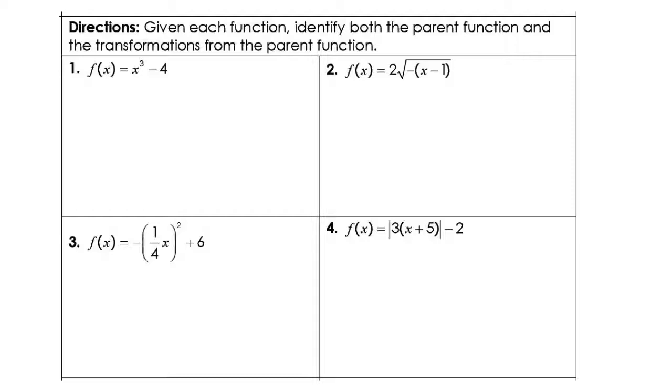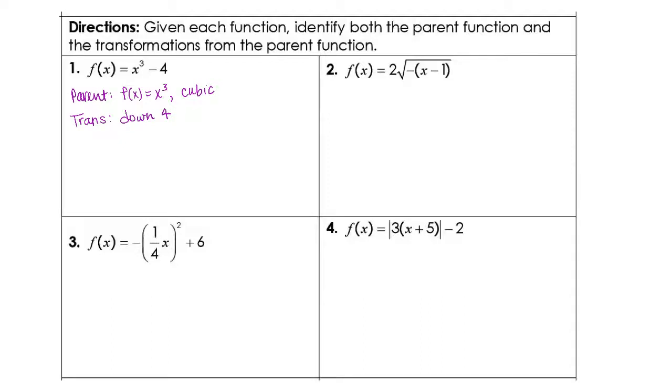So for the first one, we do need to identify the parent function. So the parent function would be f of x equals x cubed, or you can write out cubic if you wanted to. Both of those would be correct. And then the next part, you would have a transformation, and your transformation would be down 4. And we can get that from our reference sheet at the back of your notes.